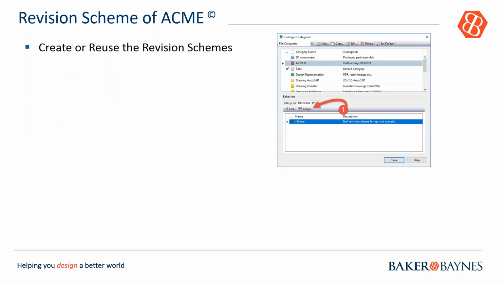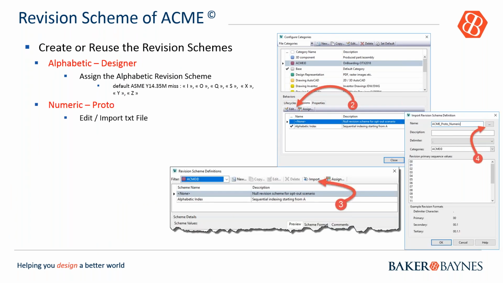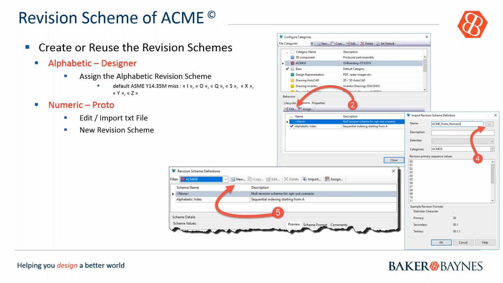Okay. Assigning a revision scheme to it, you could create or reuse a revision scheme. Remember, it could be alphabetic or numeric, as we see in here. You click on edit and you allow to assign a specific revision scheme to that. Okay. Again, you could import if it's a revision scheme that you have existing, you could import it into the system as well, or alternatively create a new one here.